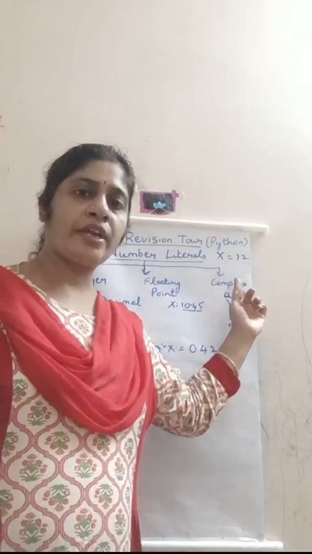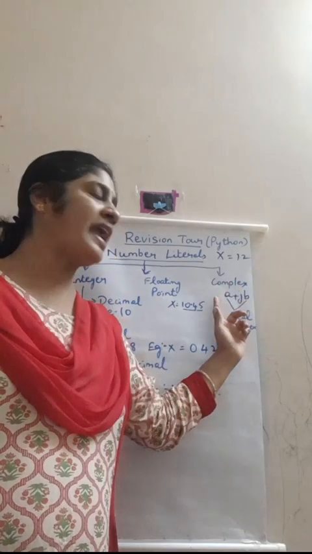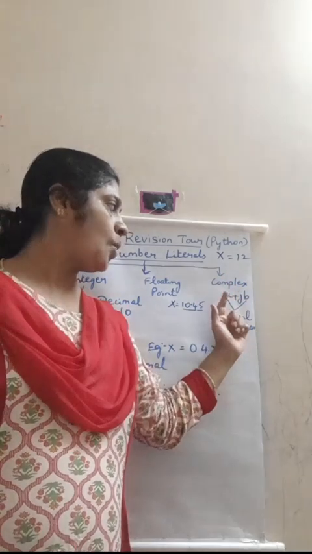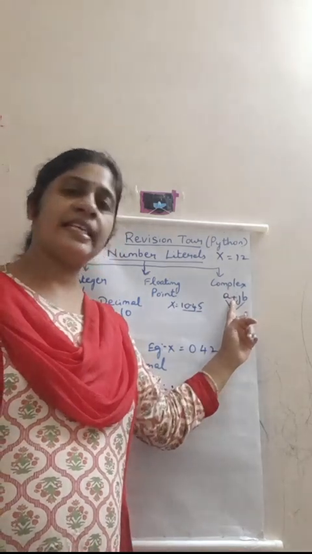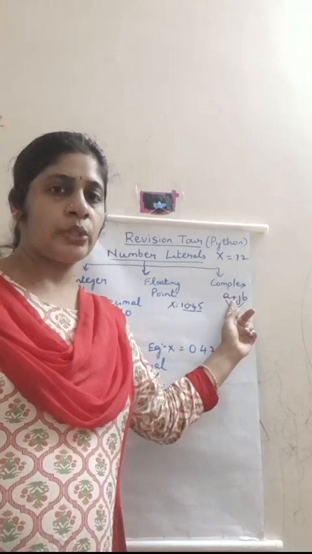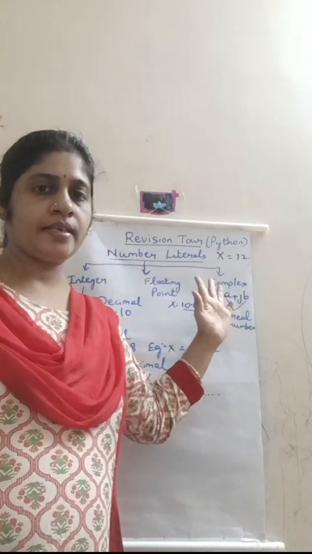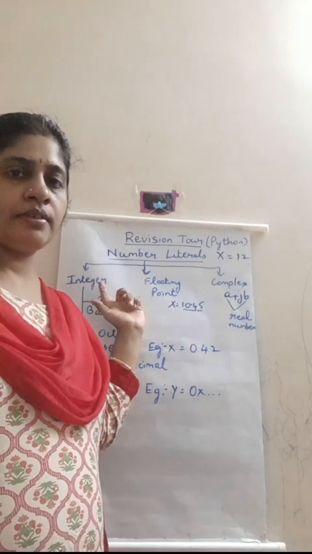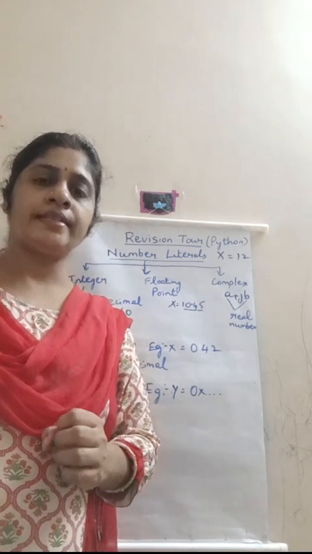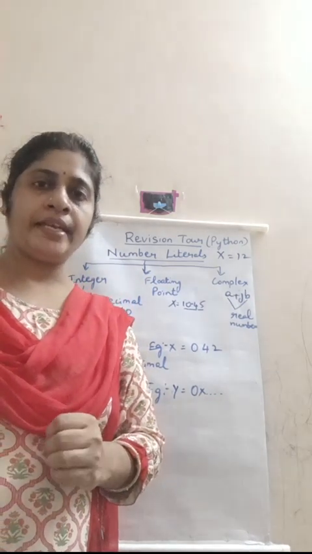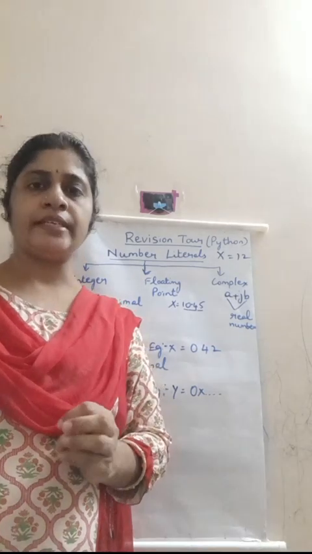And finally you have the complex numbers, which are in the form a plus jb, where a and b are real numbers and j is an imaginary number. So this is about number literals: integer, floating point and complex. Now we will see what are Boolean literals and the special literal None.